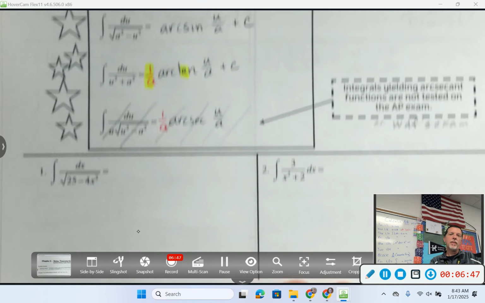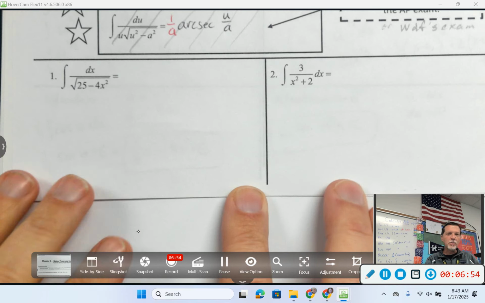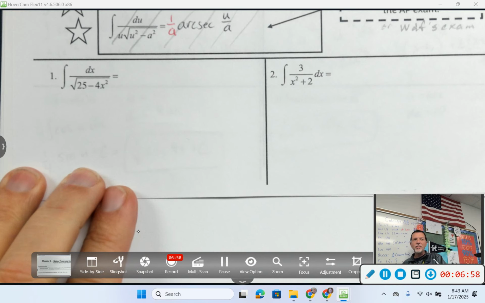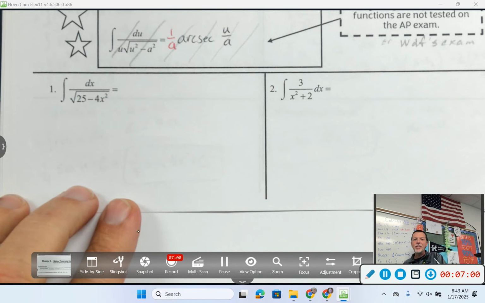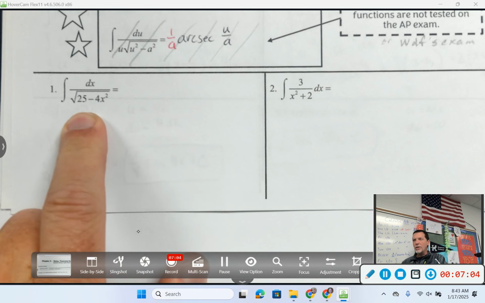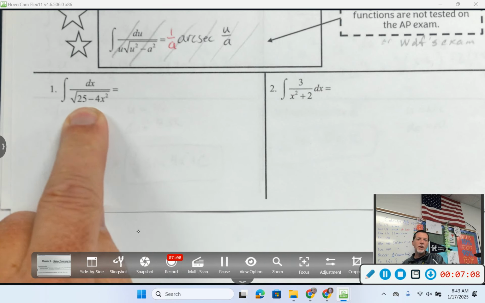Fantastic. Okay, so I don't want to say that's it for today. That's a lot. Let's try number 1. Job 1 is to first, before you get into the details, recognize which one it is. So before we worry about u's and a's and who's out front, what's the big picture? What's going on here?